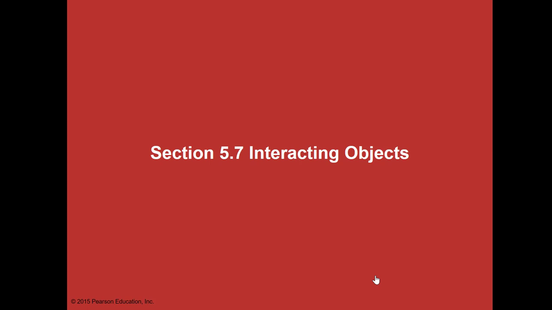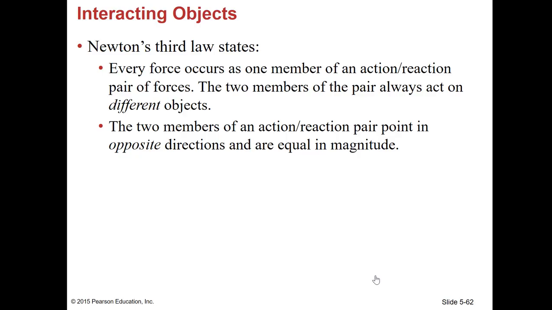Interacting objects come into play with Newton's third law. The third law states every force occurs as one member of an action-reaction pair. We saw this a little bit in the previous chapter when we first started talking about forces, but we'll see it again in this chapter. Two members of an action-reaction pair point in opposite directions, equal in magnitude but opposite in direction.